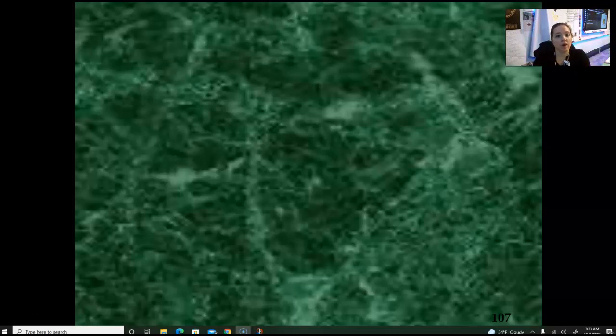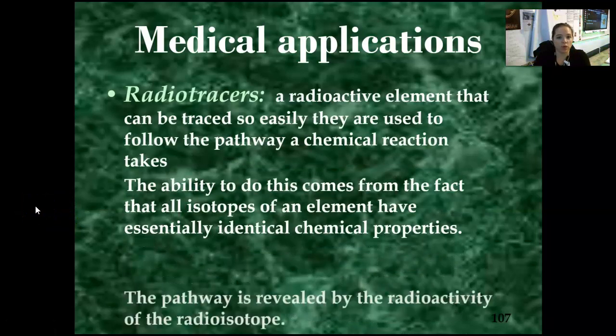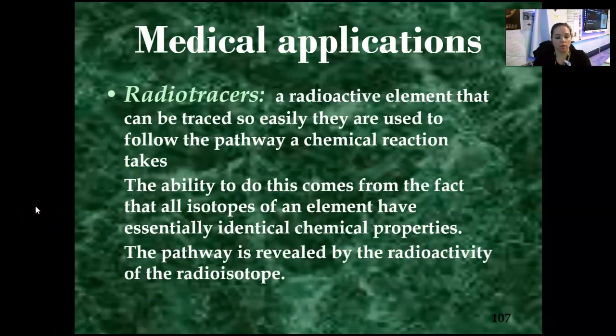Okay, so we've gone over everything in nuclear. Now we're going to start looking at medical applications. They use radio tracers in medical applications. That just means they're using a radioactive element that can be traced easily. They're used to follow a pathway, whatever pathway that specific radio tracer goes through, and you're able to view something from it.